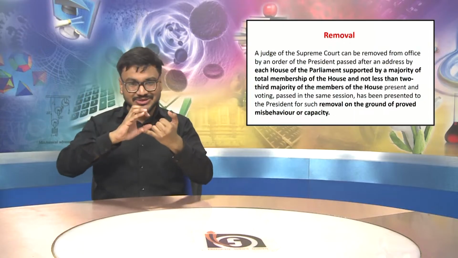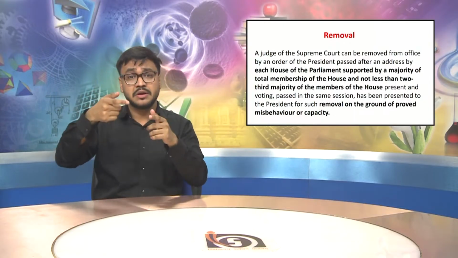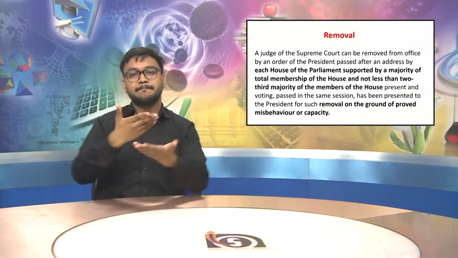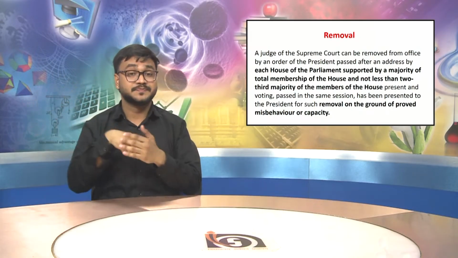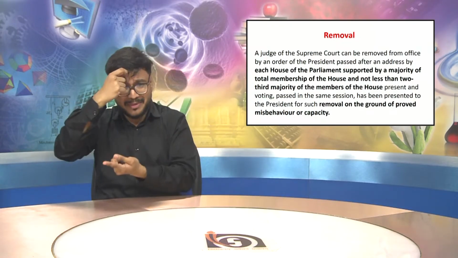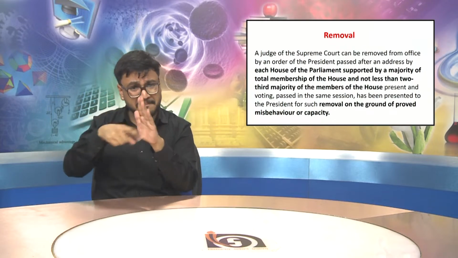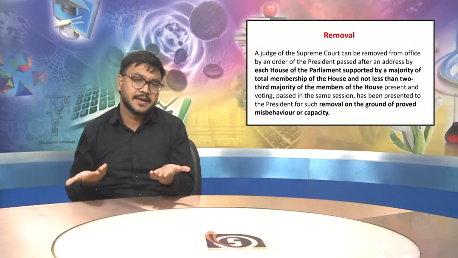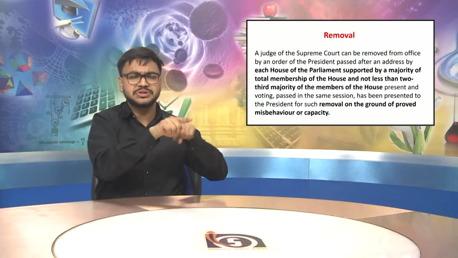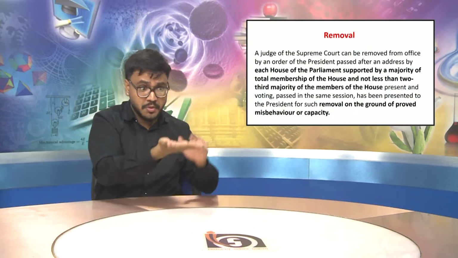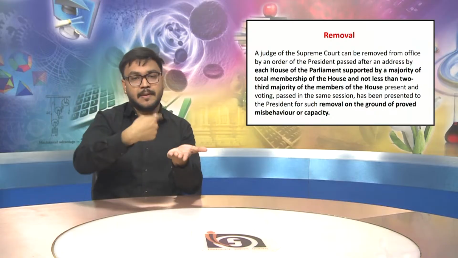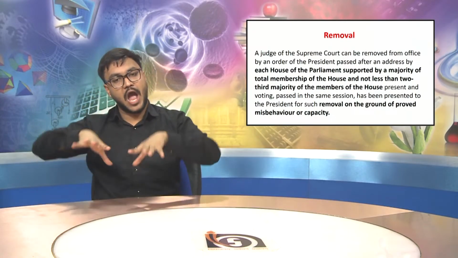Now we will understand the meaning of removal. A judge of the Supreme Court can be removed from office by an order of the President passed after an address by each House of Parliament, supported by a majority of the total membership of the House and not less than 2/3 majority of the members of the House present and voting, passed in the same session and presented to the President for such removal on the ground of proved misbehavior or incapacity.